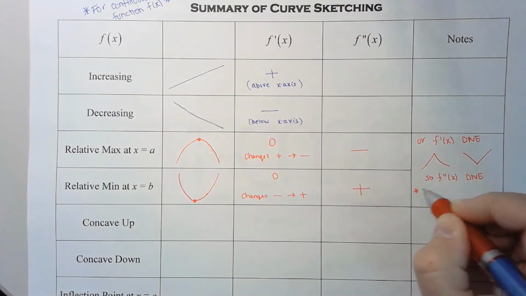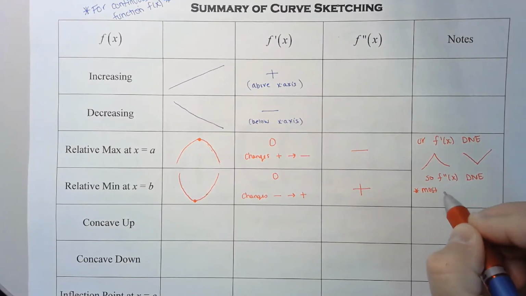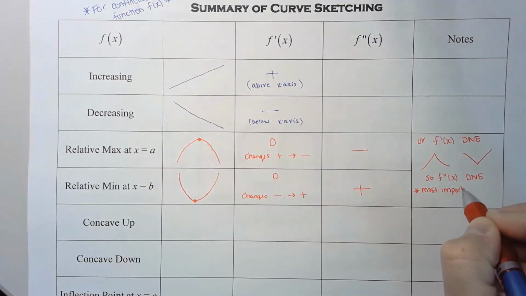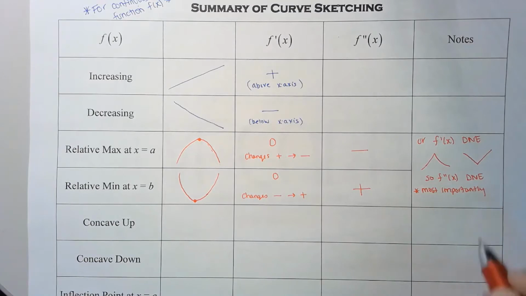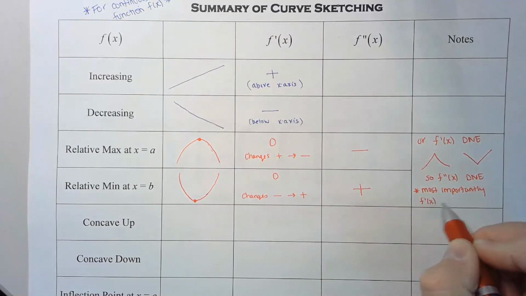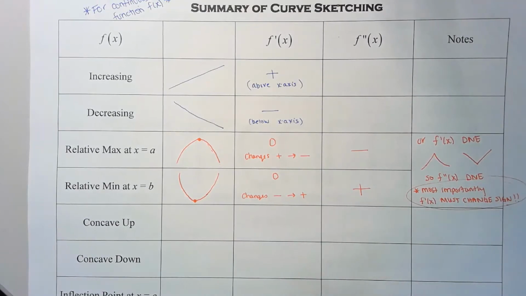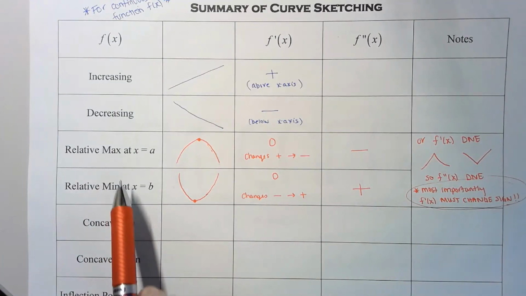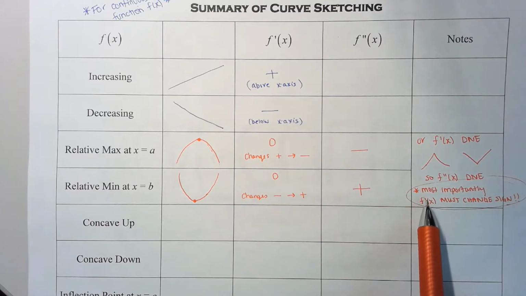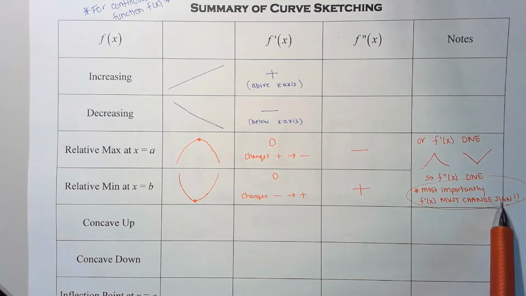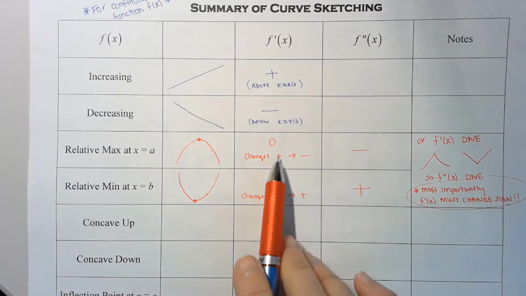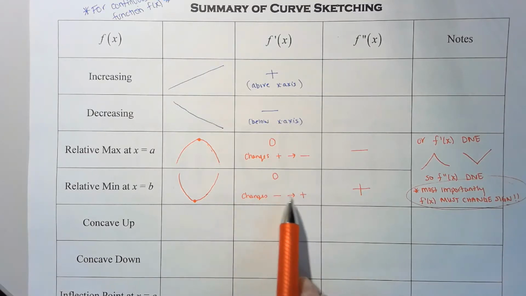The big deal, and I'm going to write most importantly in this whole column: the first derivative must change sign. You can even circle that. To have a max or a min, our first derivative must change signs, from positive to negative or negative to positive.